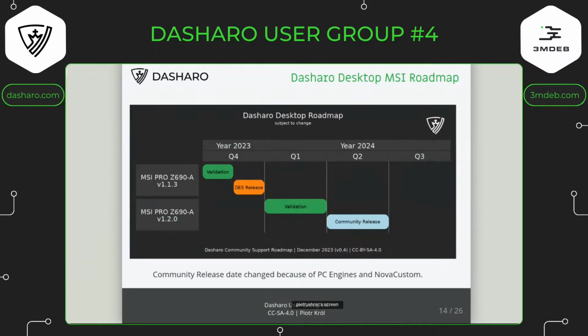Then probably our most popular option is MSI. For MSI, we plan to release 1.13 this quarter. I guess we are very close. Essentially, this is code complete. We just have to do validation, and of course, the question is if we'll have enough resources and time to do that. 1.20 was shifted, so 1.20 is the community release.